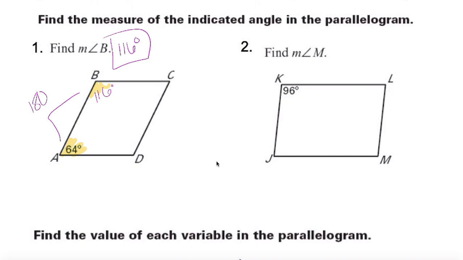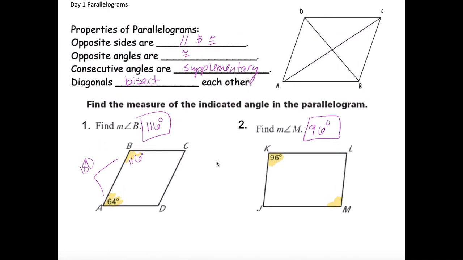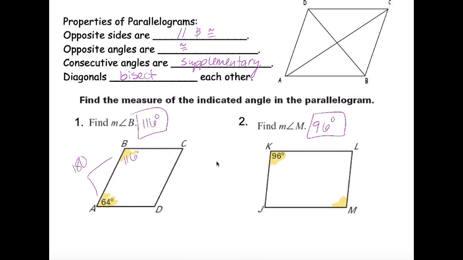On question 2, they gave us angle K, and they wanted us to find angle M. Well, angle K and M are opposite angles, and therefore they are congruent to each other, so angle M will also be 96. These are basic demonstrations of two of the properties of parallelograms, one being that your opposite angles are congruent, that's question 2, and question 1 demonstrating when your consecutive angles are supplementary.